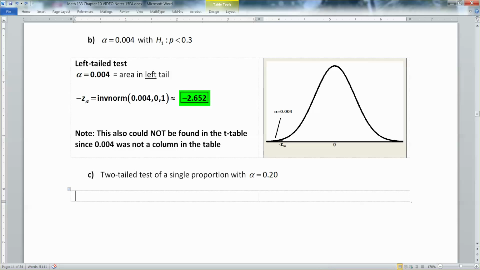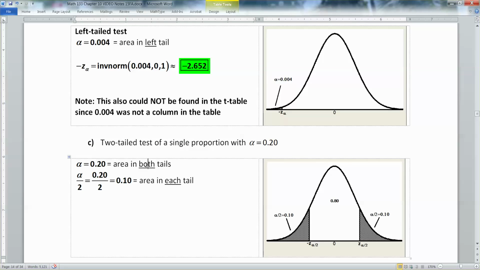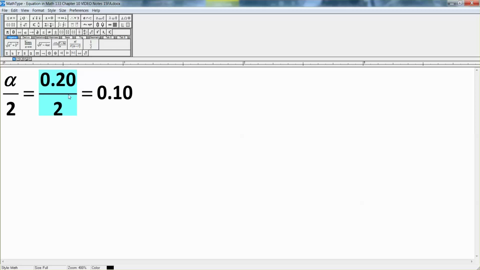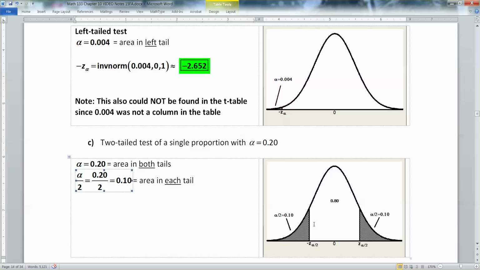Alpha is 0.20. That's the area in both your tails. But that means that take alpha, cut it in half, and you're going to have 0.10. That's the area in each tail separately. And of course, both of those things mean your center is 0.80, which would have been your confidence level in Chapter 9. Okay, so now we want to be able to find those z-scores. But of course, they're actually the same score. It's just one's positive and one's negative. And that's because there's symmetry in this curve around 0 as your center. So if you find one of them, you sort of have found the other one.